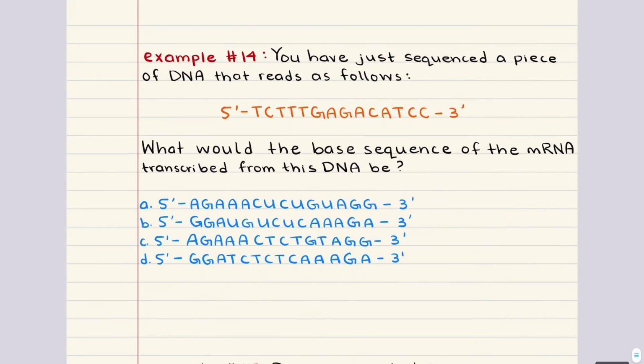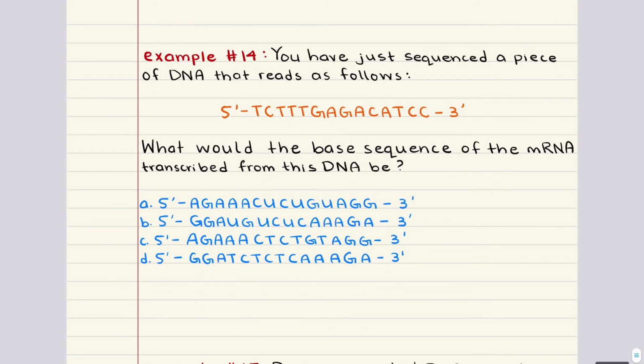Problem 14 says, you have just sequenced a piece of DNA that reads as follows from the 5' to the 3', TC, GAGA, CATCC. What would the base sequence of the messenger RNA transcribed from this DNA be? Now, the key here is we're given the sequence of the coding strand of DNA. It's written from the 5' to the 3' direction. Notice all of the answer choices are also written 5' to 3'.